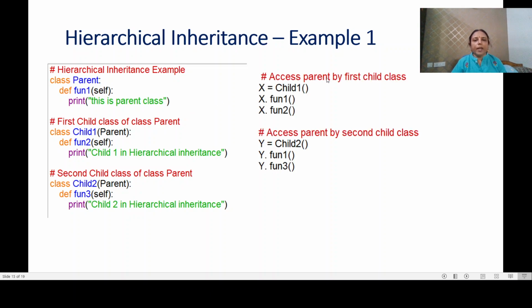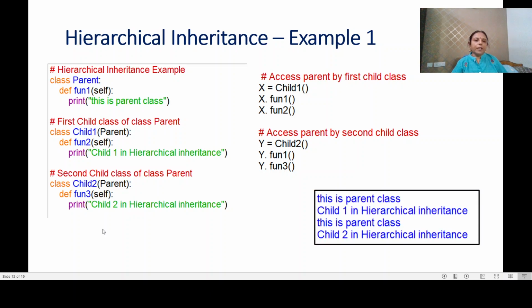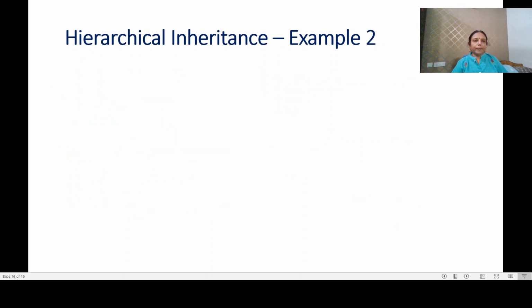So this is how we'll access the parent from the first child class. And from the first child class, I can access this fun1 as well as fun2. When I create an object for child2, that is y, I can access the functions fun1 and fun3. So you will get the output like this.